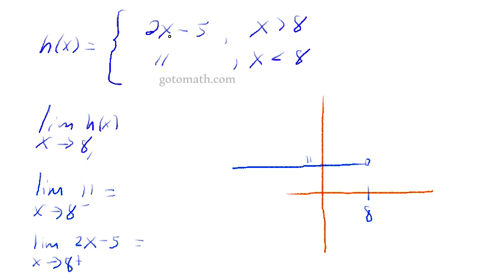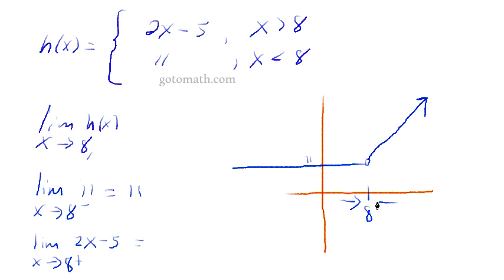Let's plug 8 into this. We get 16, and 16 minus 5 is 11. Does that sound right? Yeah. And we got a slope of 2, and we'll say it's something like that. Graph looks like. Okay, well, coming in from the left-hand side, which was going to be this one here, it's going to be 11.